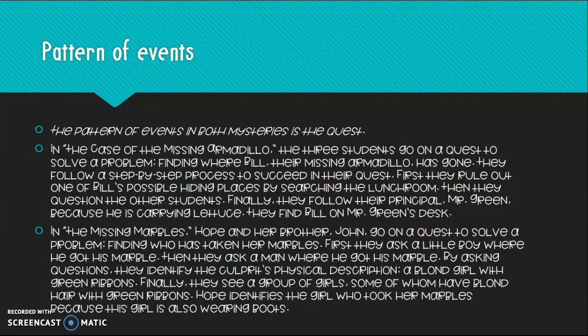Looking at the pattern of events, in both of these mysteries was the quest or the search to find that missing object. In The Case of the Missing Armadillo, the 3 students go on a quest to solve a problem, finding where Bill, their missing armadillo, has gone. They follow a step-by-step process to succeed in their quest. First, they rule out one of Bill's possible hiding places by searching the lunchroom. Then they question the other students, and finally, they follow their principal, Mr. Green, because he is carrying lettuce. And they find Bill on Mr. Green's desk.